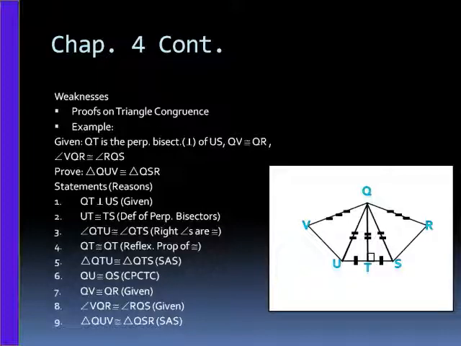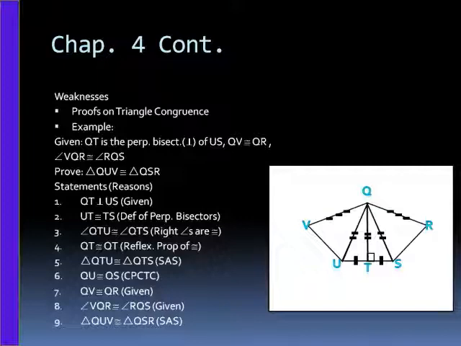Continuing on with chapter 4, we have the weaknesses. My main weaknesses are proofs on triangle congruence. And here I have an example of like the hardest one I could find. So the given information about this triangle to the right, these four triangles, is that QT is the perpendicular bisector of US, and that QV is congruent to QR, and that angle VQR is congruent to angle RQS. And what we have to prove is that QUV is congruent to QSR.